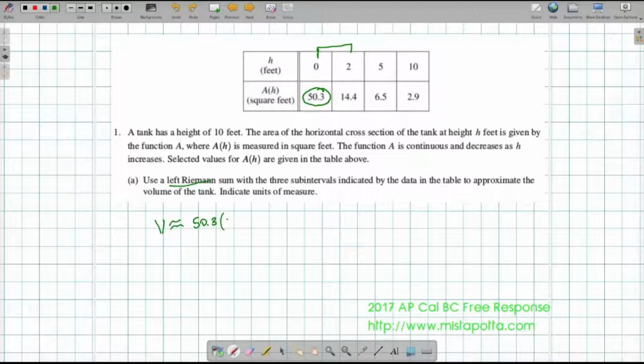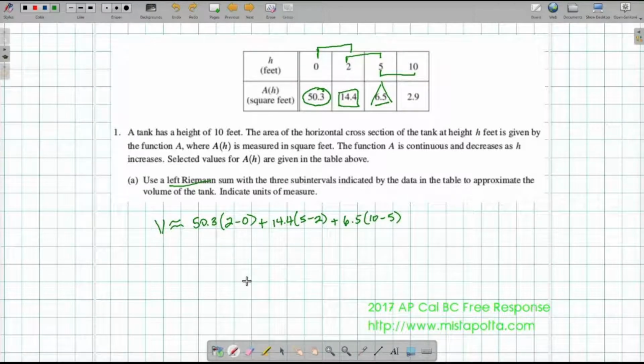50.3 times 2 minus 0. And then I can add this next rectangle, which will have a height of 14.4 and a base which goes from 2 to 5. So 14.4 times 5 minus 2. And then my third rectangle has a height of 6.5, and it's going to go from 5 to 10. So 6.5 times 10 minus 5.